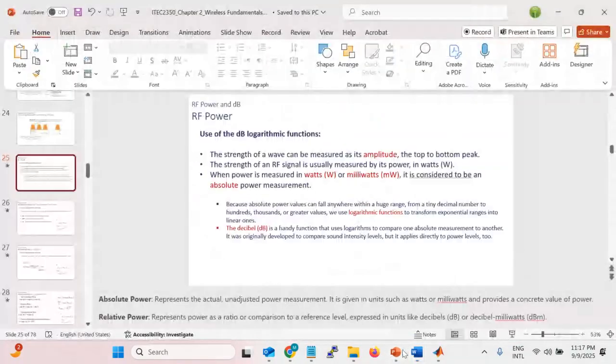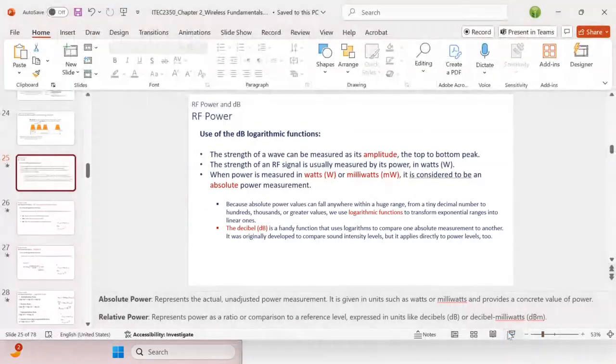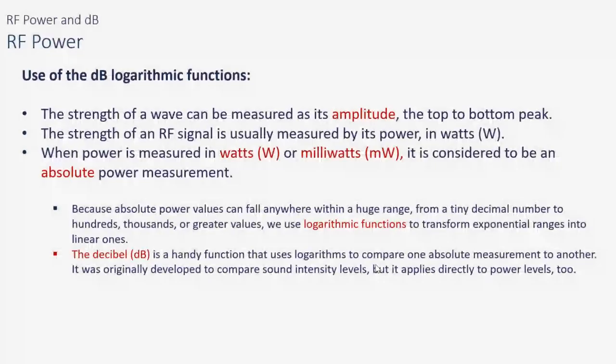This is what he's saying here. He's saying, because absolute power values can fall anywhere within a huge range, from a tiny decimal number to hundreds or thousands or greater values, for this reason we use the logarithm function. Why do we use the logarithm function? To transform the exponential ranges into linear ones.